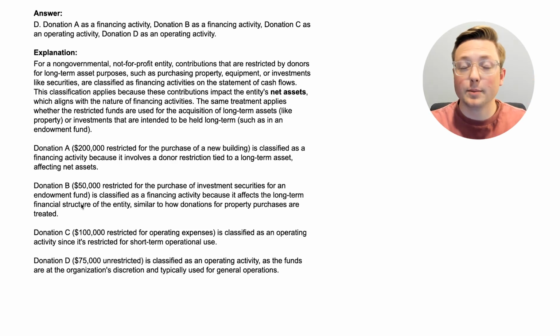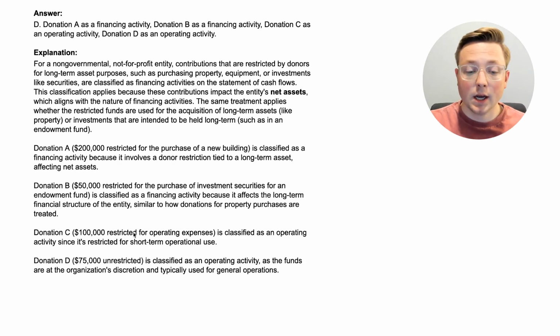I know that might be a little bit strange just because you might be used to a for-profit entity, but that's how it works in a nonprofit entity. Donation C, $100,000 restricted for operating expenses. Even though it's restricted, I'm not saying that all restricted funds are financing activities. I'm saying that if you receive restricted funds specifically for purchasing a long-term asset, that would be financing activities. But for operating expenses, just normal expenses of the company, even though it's restricted for that, it's going to be used in the short term, in the near future, so it's still classified as an operating activity.